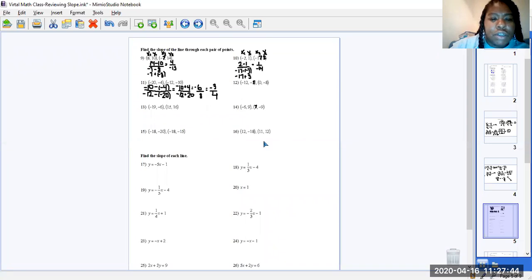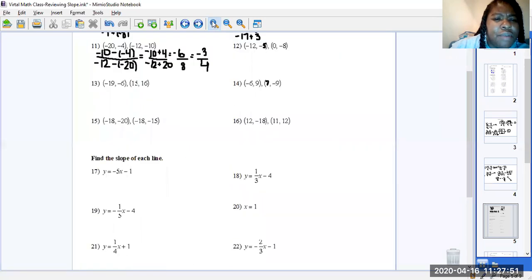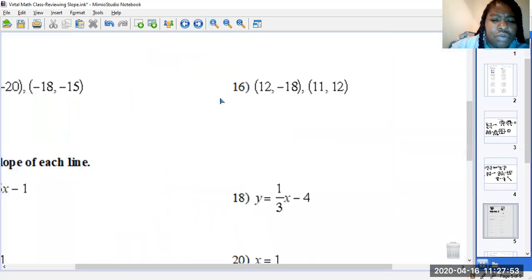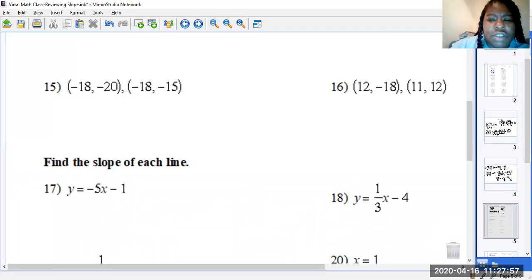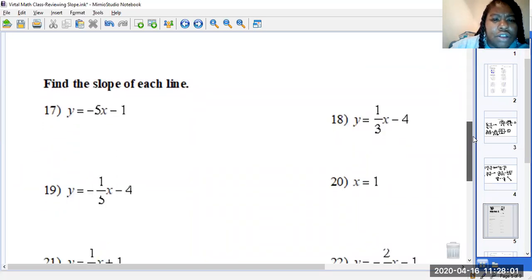Okay? Now, I'm going to try to make this big. I think I can. Because today what I want to focus on, well, I think that's big enough. What I want to focus on today is this thing called the slope-intercept formula.